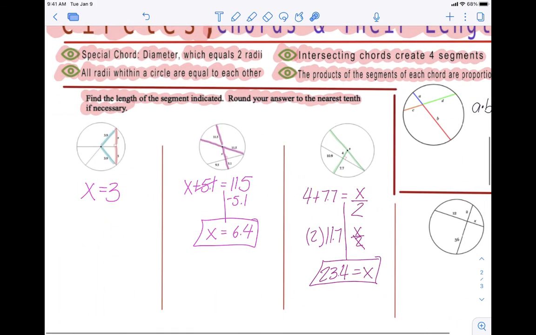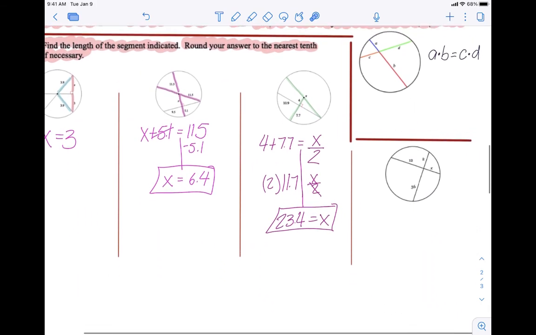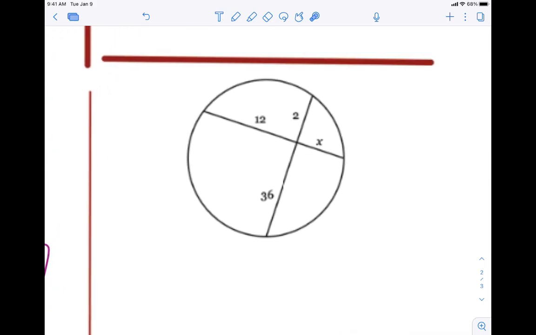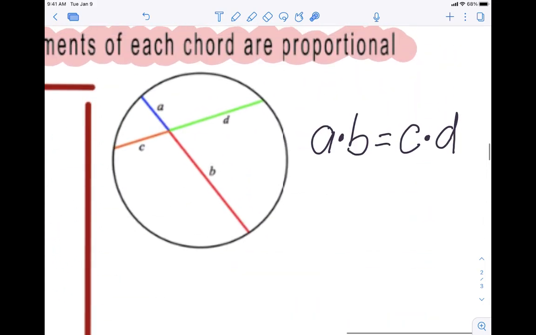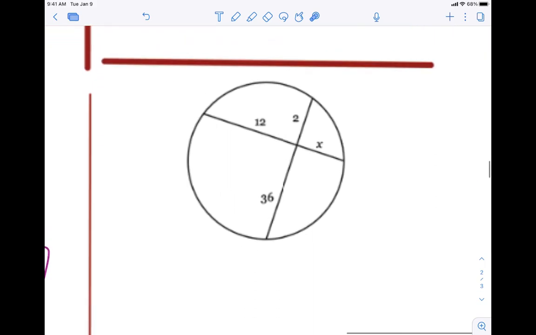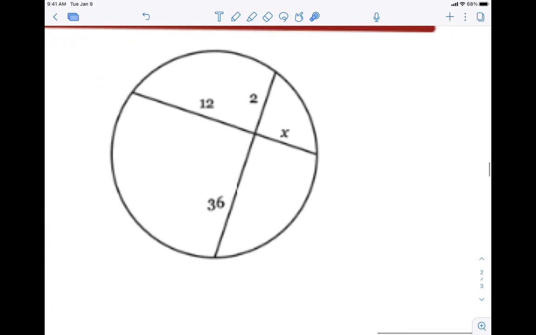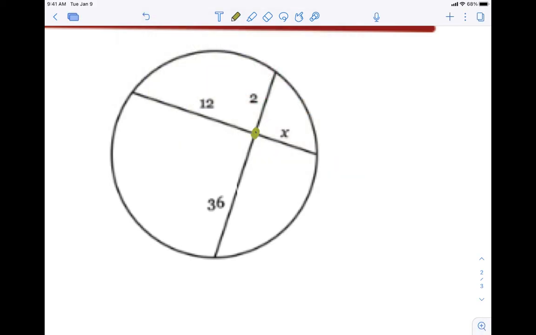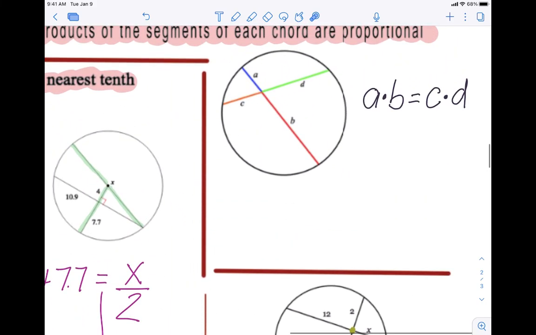All right, 3 examples down. Last one to go. This is just like that right there. Look at that. 2 chords crossing each other, right? And where do they cross? Where do they touch? They touch actually right here. And they create 4 segments. 1, 2, 3, 4. And those segments are going to multiply.